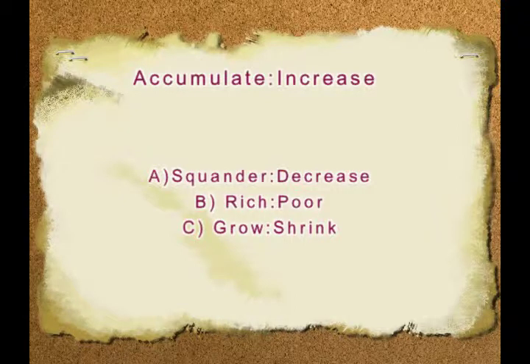For 500 points, you have 10 seconds. 10, 9, 8, 7, 6, 5, 4, 3, 2, 1. So when you accumulate something, guys, when you accumulate the amount of coins you have, you're increasing the amount of coins you have. So the correct answer here is A, squander and decrease.